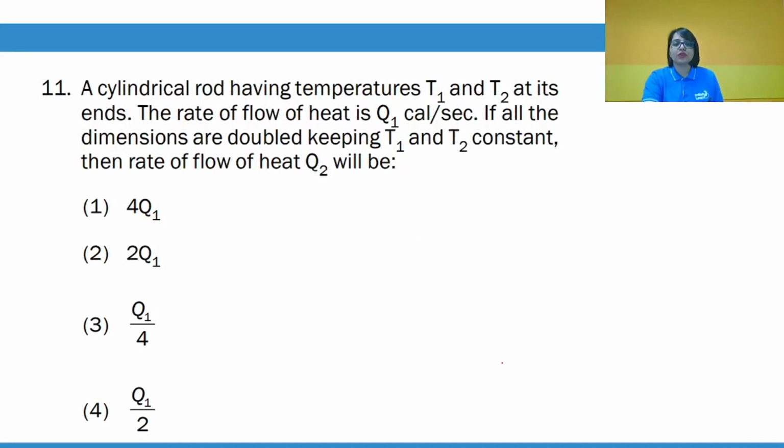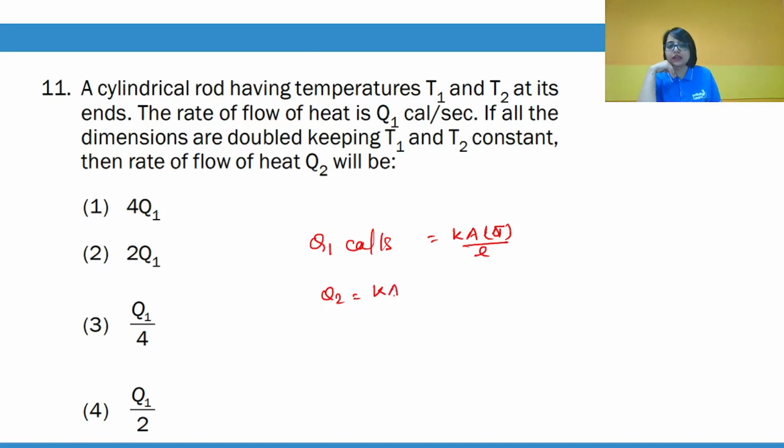Next is question number 11. A cylindrical rod having temperatures T1 and T2 at its ends, the rate of flow of heat is Q1 calorie per second. If all the dimensions are doubled, keeping T1 and T2 constant, then the rate of flow of heat Q2 will be. So Q1 is K A delta T divided by L.